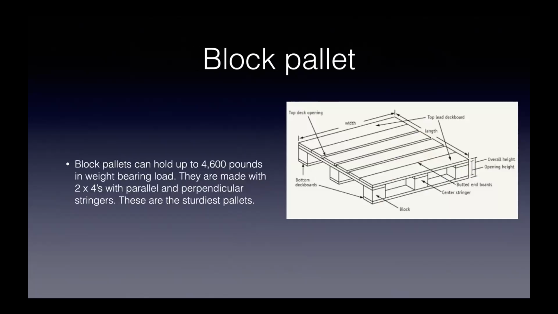The block pallet here can hold up to 4,600 pounds. As the picture shows, it's like the stringer pallet, but instead of stringers, it has little blocks to hold the pallet up. This is the sturdiest one. And these two are the lightest pallets I've found, because when you're pulling your tiny house, weight is a huge factor in building it. So these are the two best pallets to use.